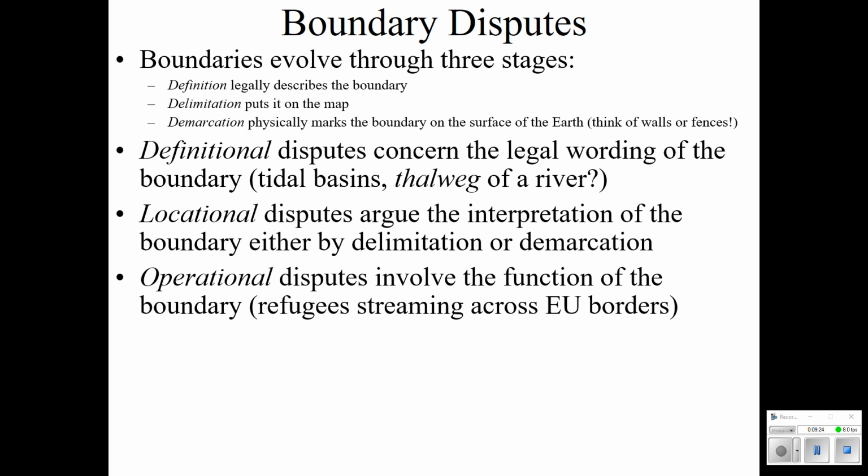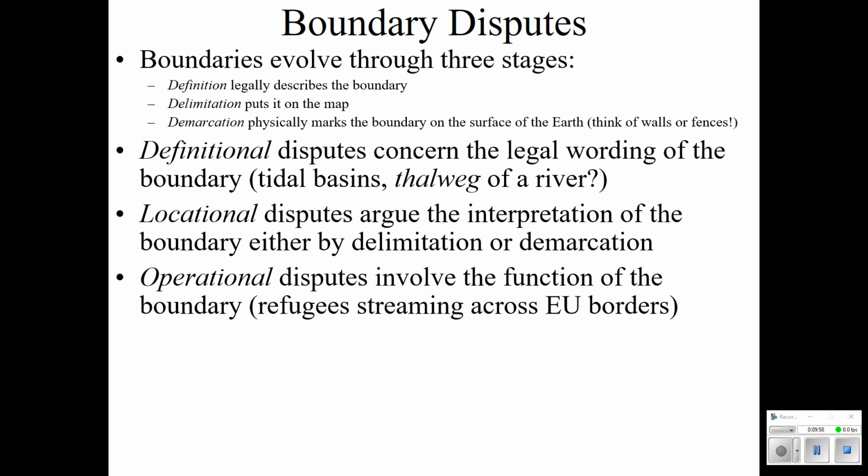Operational disputes. Does the boundary function? And this is something that's happening within the EU because the EU has removed most of their boundaries between the different states. Sometimes people get into a European country and then they find it easier to move about once they get inside the EU. And so this is causing some of the European countries a bit of consternation because they attempt to police the exterior borders of Europe, but they don't do so much of a job of policing the internal boundaries of Europe. And sometimes these are operational boundary disputes.